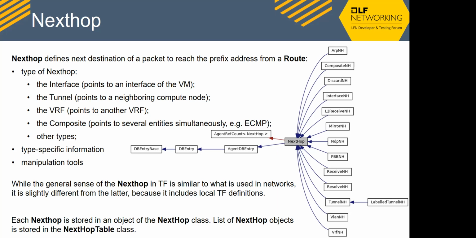For example, we operate with 4 main types of next hops. Interface, it means that path points to interface of virtual machine. Tunnel, it means that path points to neighboring compute agent or neighboring router. VRF is a special type of next hop which allows to jump from one VRF to another. And composite is a next hop which allows to gather paths from several sources under umbrella of one route.